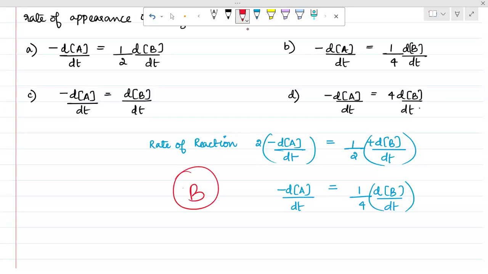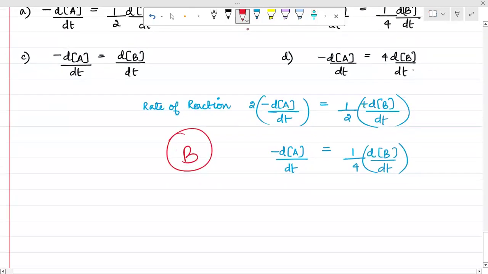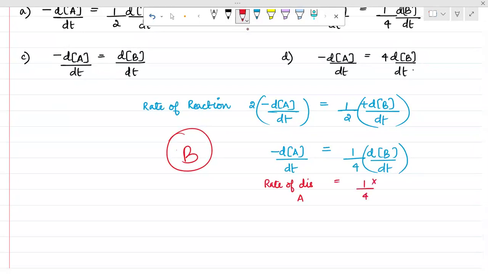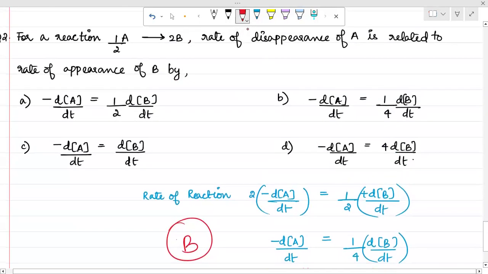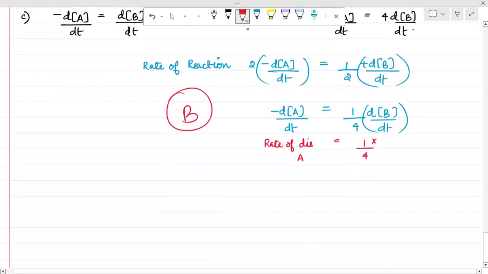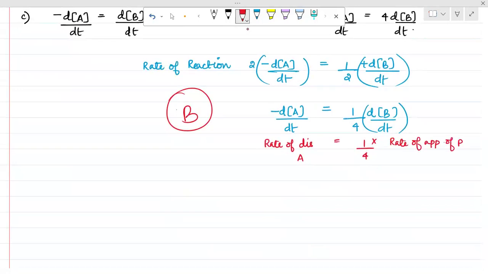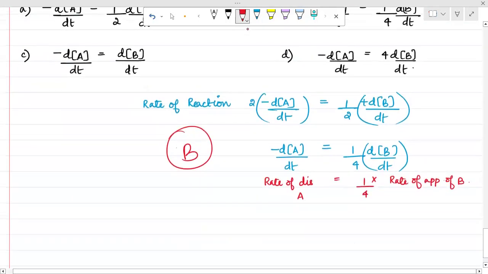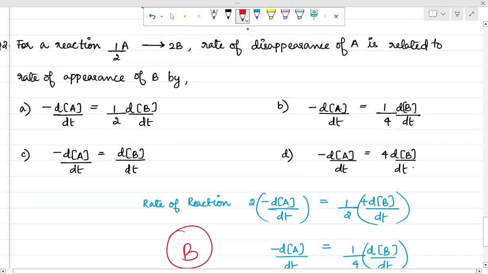So minus dA by dt is the rate of disappearance of A, and that is equal to 1 by 4 times dB by dt. Just dB by dt, without considering the coefficient, is the rate of appearance of B. Okay, so that's how you do the question.